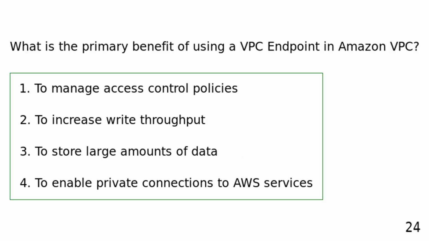What is the primary benefit of using a VPC endpoint in Amazon VPC? To manage access control policies. To increase write throughput. To store large amounts of data. To enable private connections to AWS services.